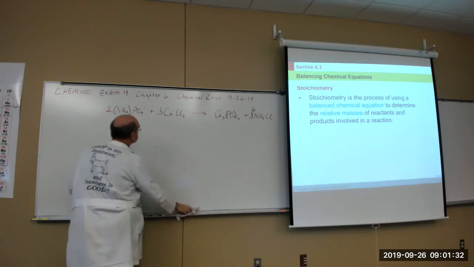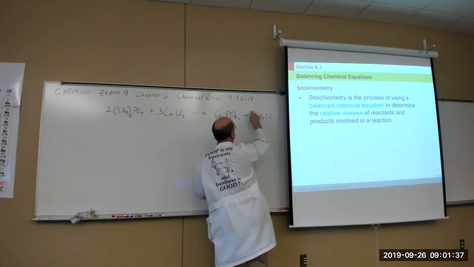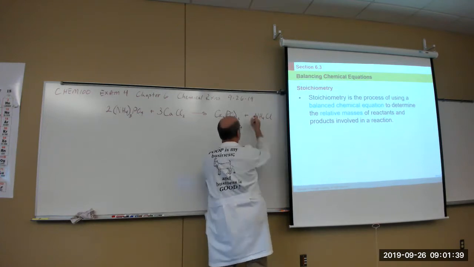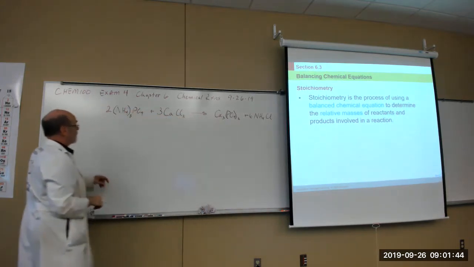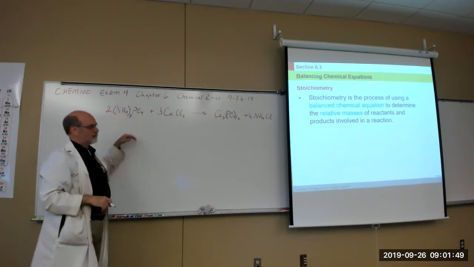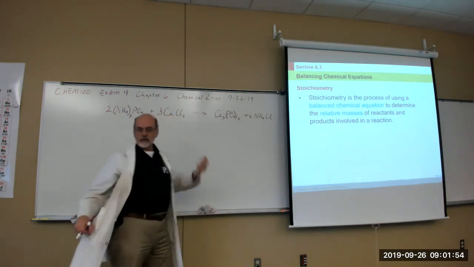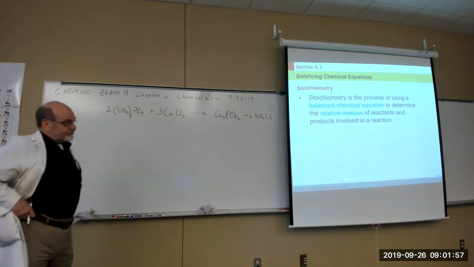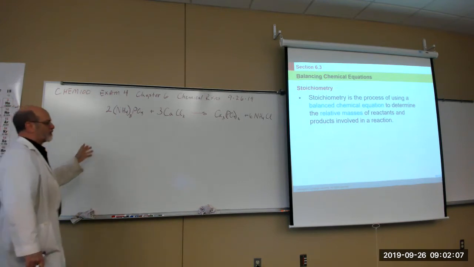you have a way to tell, let me change this to 6. Right. With a balanced equation, you have a way to tell if I start out with a certain amount of this, how much of that will it produce? That's stoichiometry. Well, that's also stoichiometry. Use your balanced equation to determine the relative masses of reactants and products.